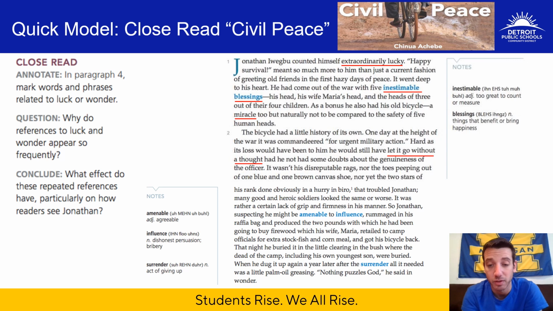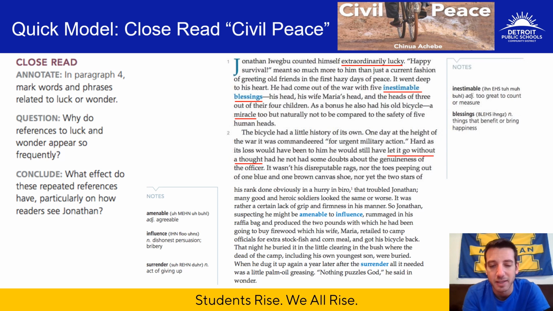Okay, he's pretty resourceful. That's impressive. Let's keep reading. So far, nothing really in that part related to luck or wonder. "That night, he buried it in a little clearing in the brush where the dead of the camp, including his own youngest son, were buried. When he dug it up again a year later after the surrender, all it needed was a little palm oil greasing."